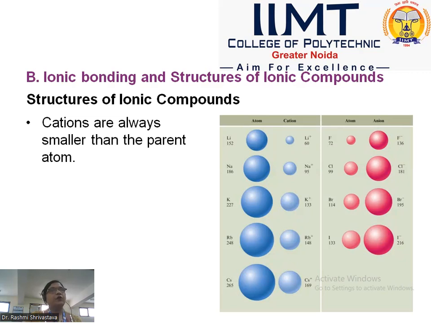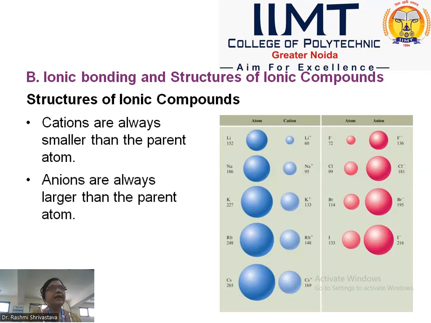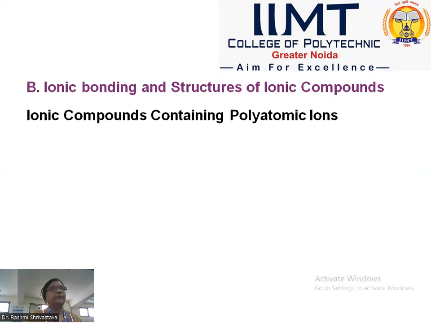Why? Because cations donate electrons from their outermost shell or orbit and lose that orbit, and thus their size is much smaller than the parent atom. Anions are always larger than the parent atom because anions lack 1 or 2 electrons. That's why they gain electrons from the cations and have more electrons as compared to the parent atom.